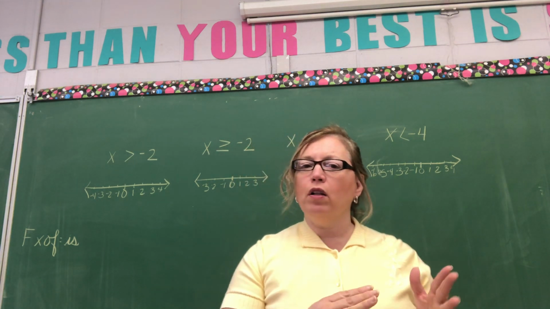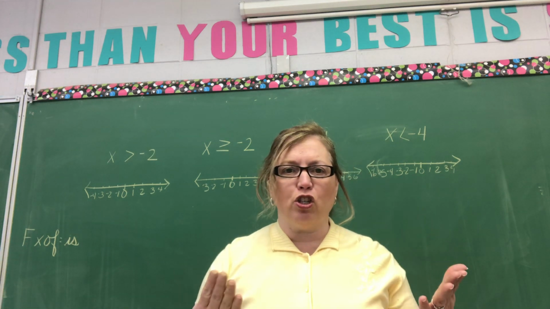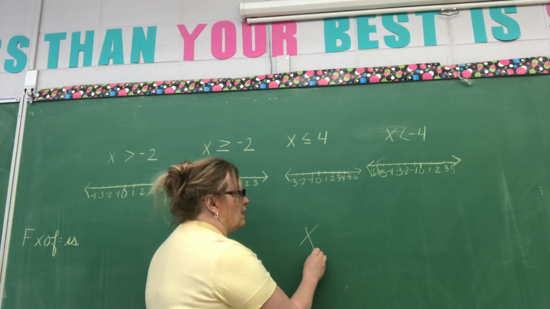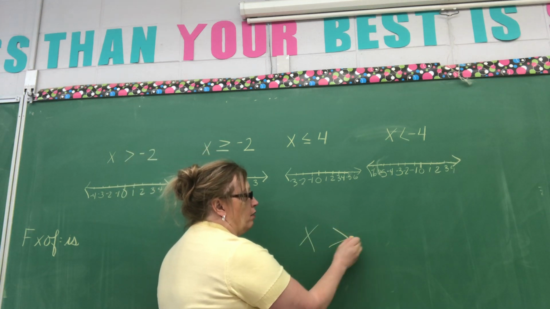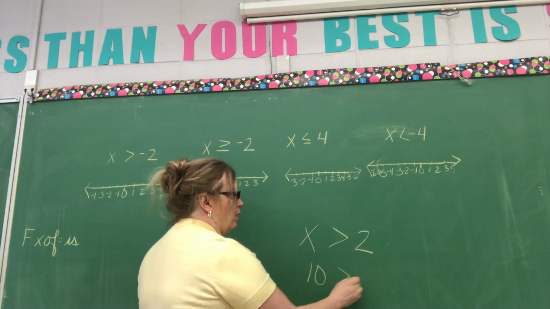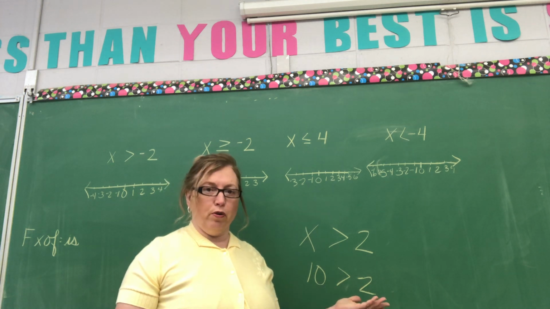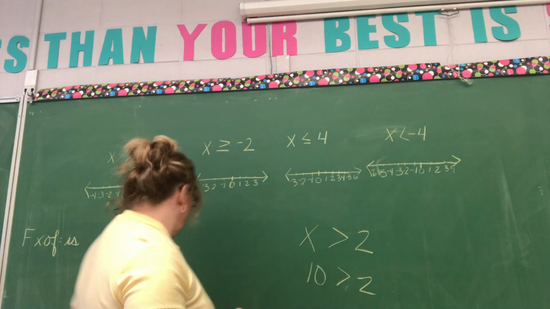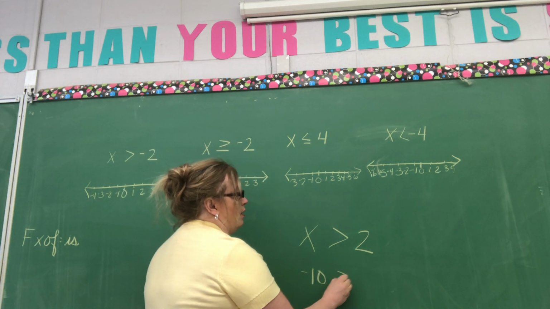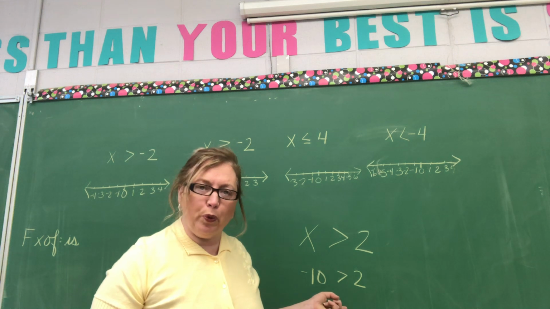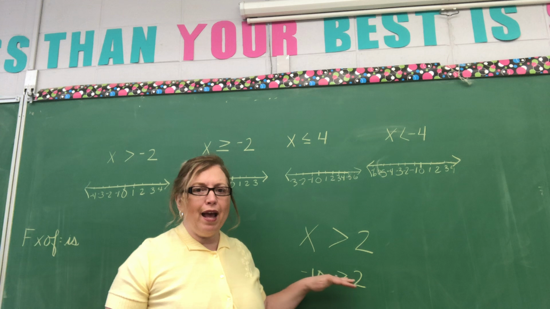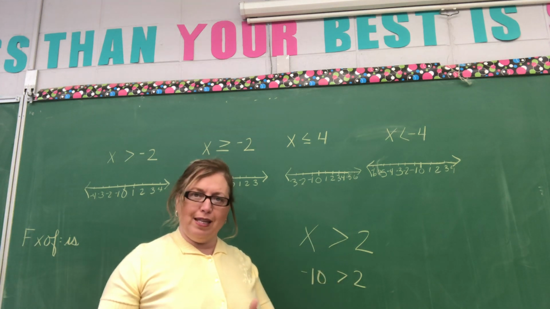Now, an inequality can be true or false depending on the numbers that you substitute. Let's look at this. If I said that x is greater than 2, and I change x to 10, well, 10 is greater than 2, that's true. But what if I said negative 10 is greater than 2? Well, that's not true, okay? So just because we write something down doesn't mean it's true. We have to make sure that the numbers make a true statement.